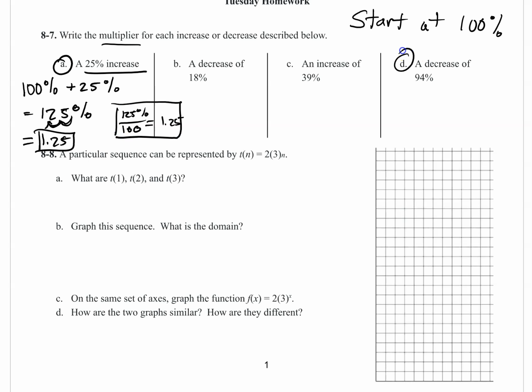Okay, D, a decrease of 94%. Remember to start at 100%. The decrease means we need to subtract away 94%. So 100% minus 94% is 6%. Now we need this number as a decimal, not as a percent. So we take the decimal point and move it over twice. There is an empty space here which I'll fill in with a 0. So my multiplier is 0.06.